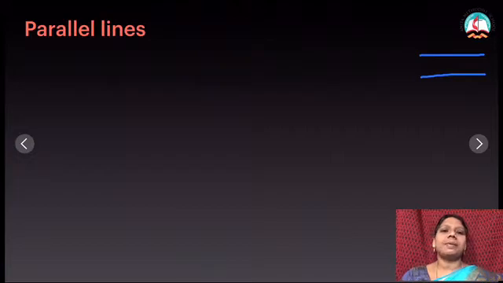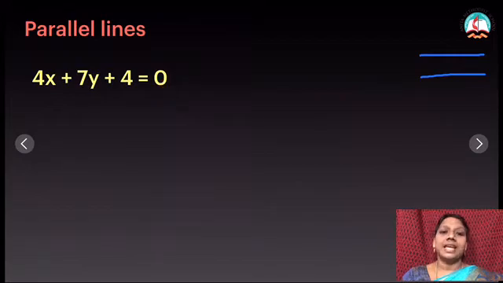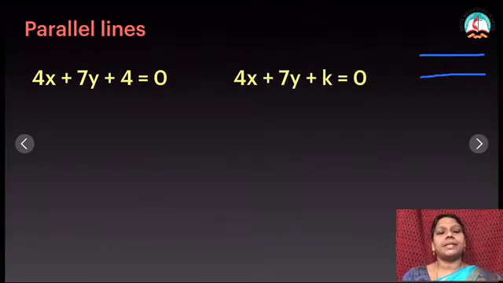So, for example, I have taken 4x plus 7y plus 4 equal to 0 as a line. Then a line which is parallel to that is nothing but 4x plus 7y plus k equal to 0. That is, a parallel line has a difference only in the value of the constant, not in the coefficient of x and y. Is that clear? So that is the thing we learned. Here we keep the same coefficient of x and coefficient of y, and plus k. This is called the family of parallel lines, because we can get any line for that k.